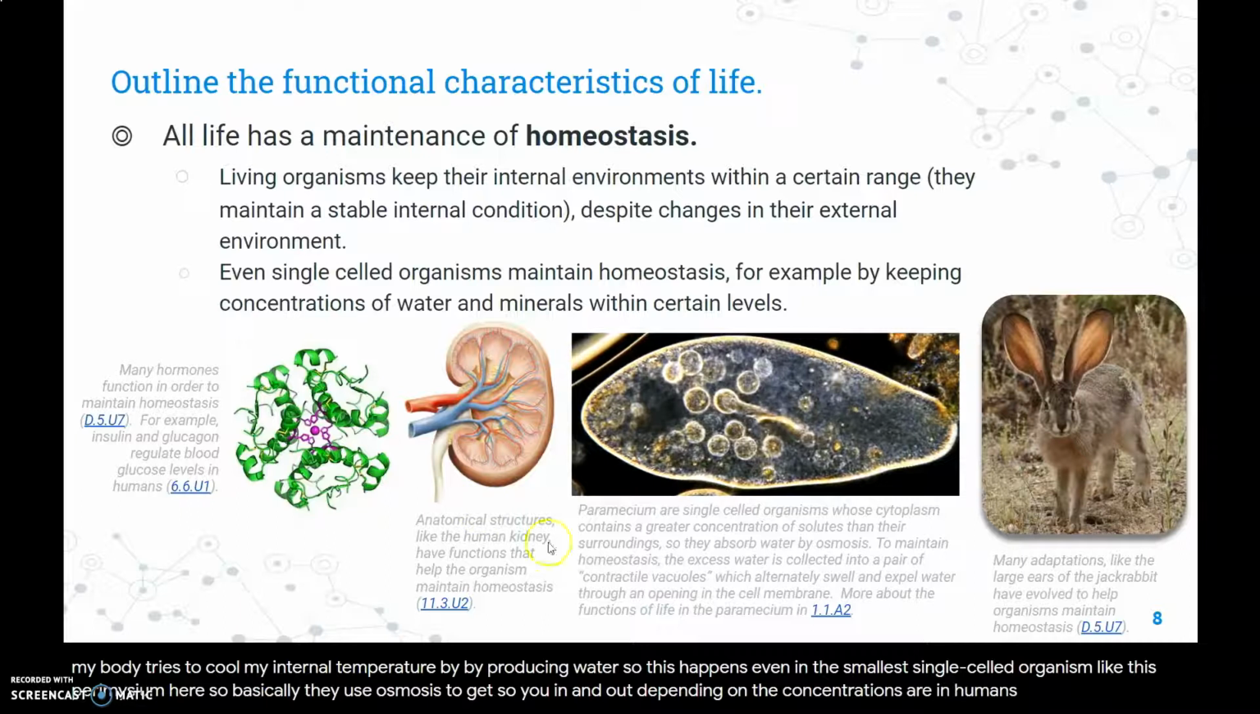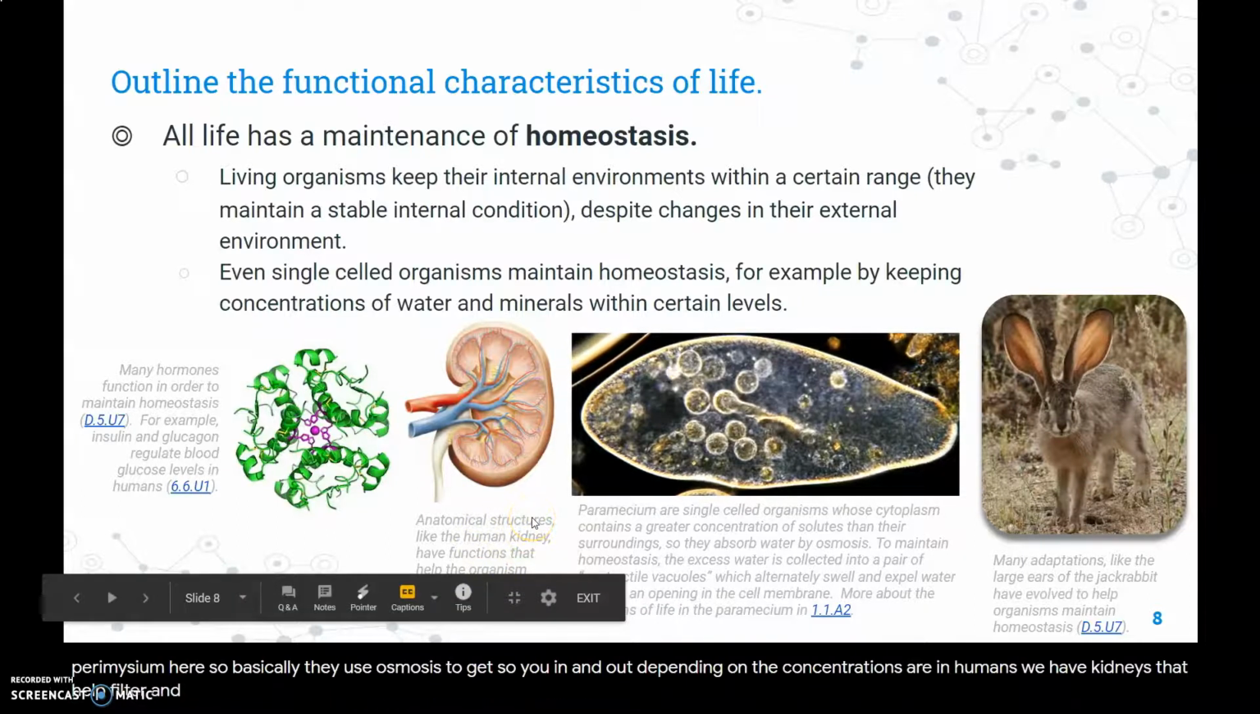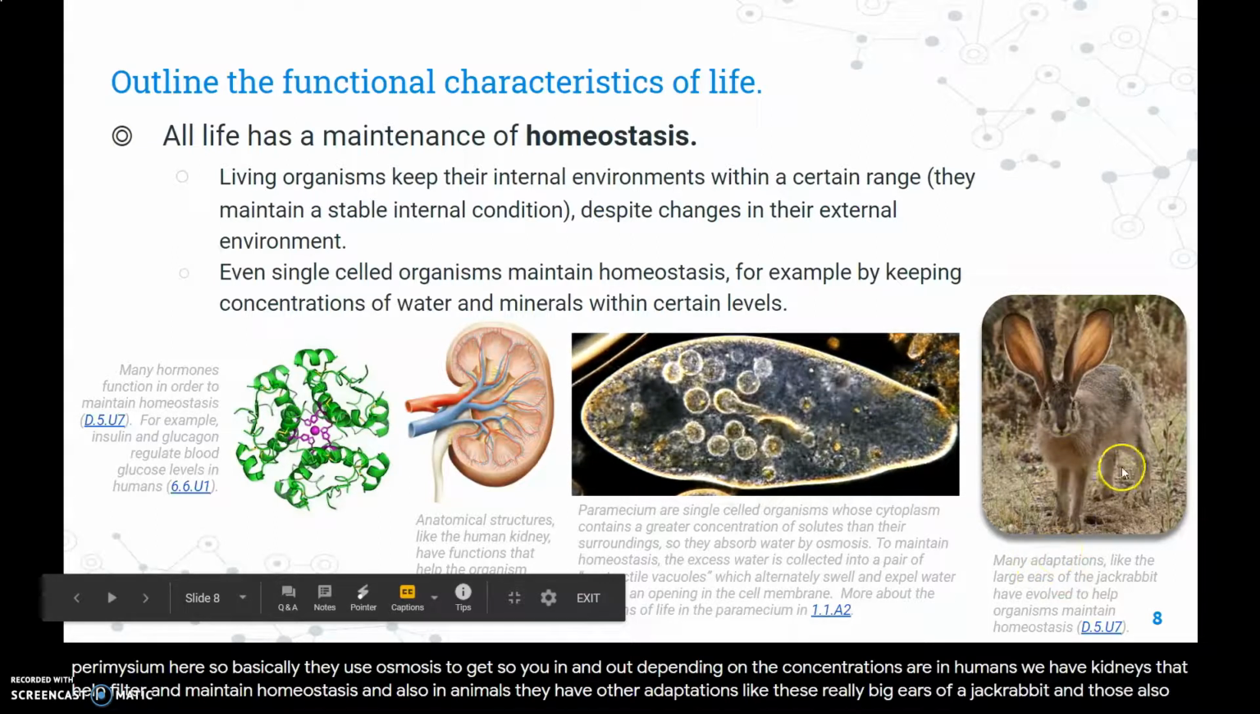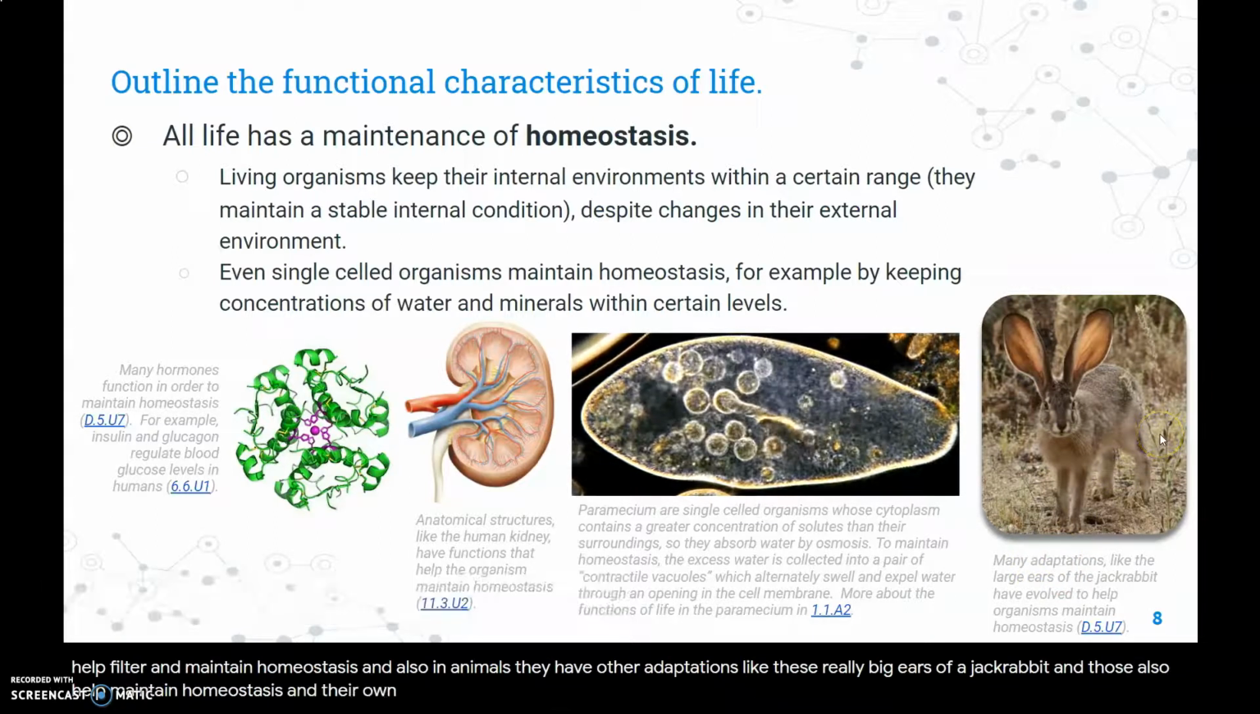In humans, we have kidneys that help filter and maintain homeostasis. And also in animals, they have other adaptations, like these really big ears of a jackrabbit, and those also help maintain homeostasis in their own specific way.